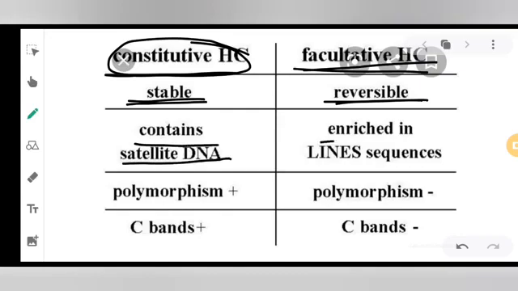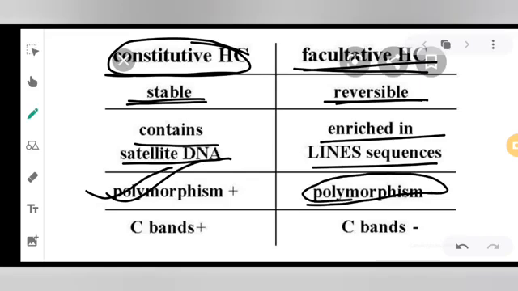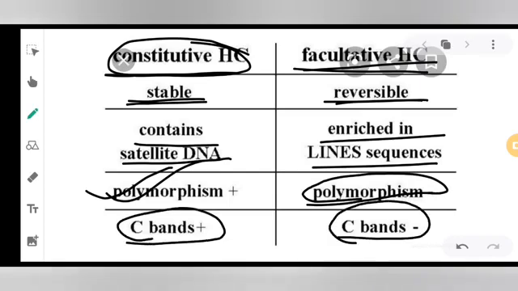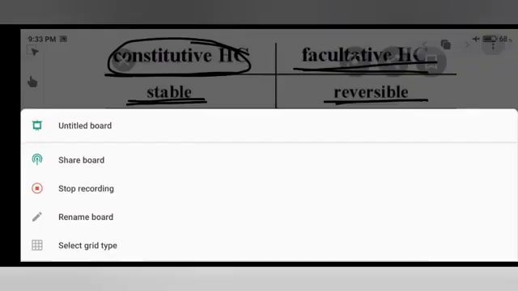It is not stable. Next, the constitutive contains satellite DNA, whereas the facultative one is formed of line sequences of DNA. The constitutive shows polymorphism, and the facultative does not show polymorphism. The constitutive is formed of C bands, whereas the facultative does not have C bands. There is a lack of the C bands.